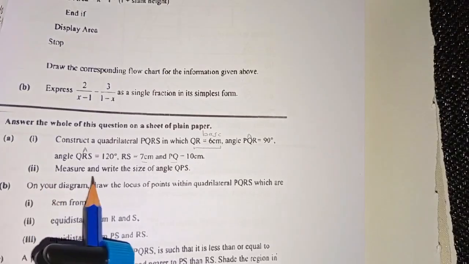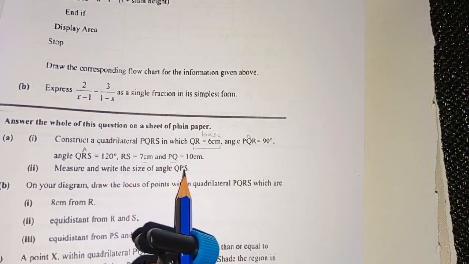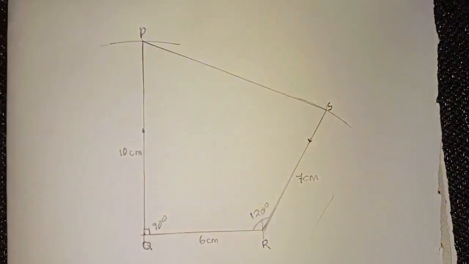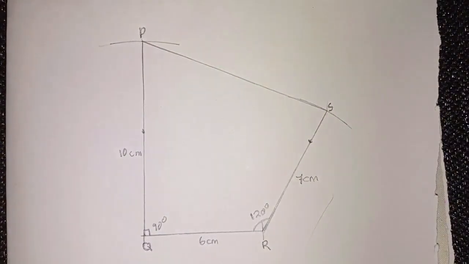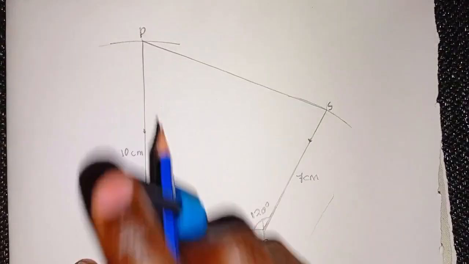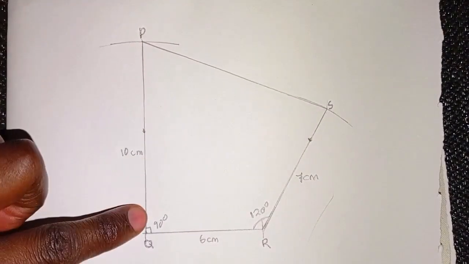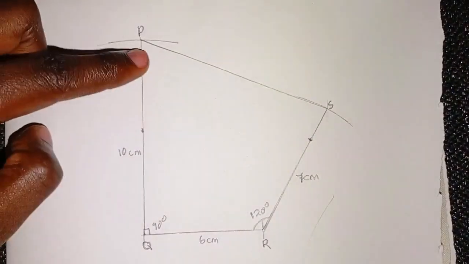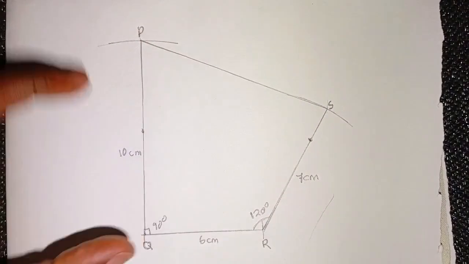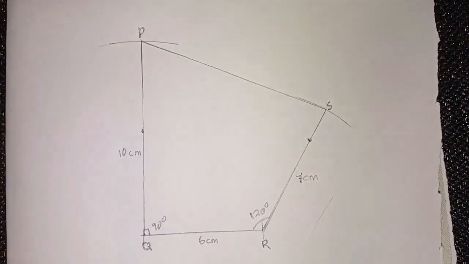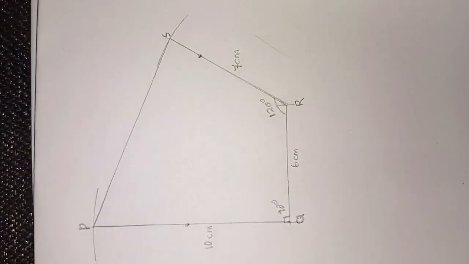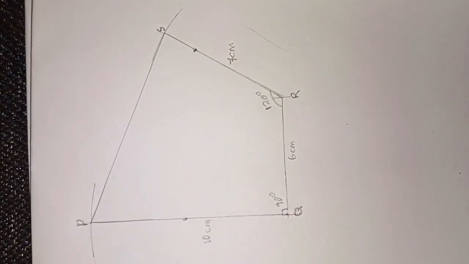So the second question says measure and write down the size of angle QPS. This is an angle. So the angle of P, this one here. Now this is tricky. To measure this angle, you can either measure it using this line or you can measure it using this line. It's supposed to give you the same thing. So I'm going to measure it using this line. I'm going to make this one as the base. Okay, so you can tilt your paper like this for the sake of measuring the angle.